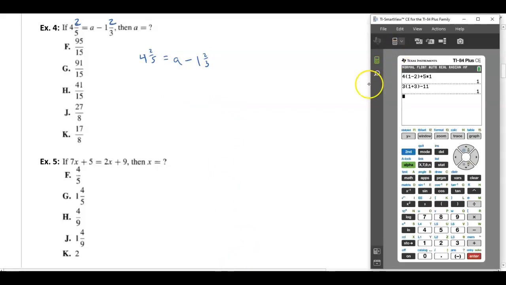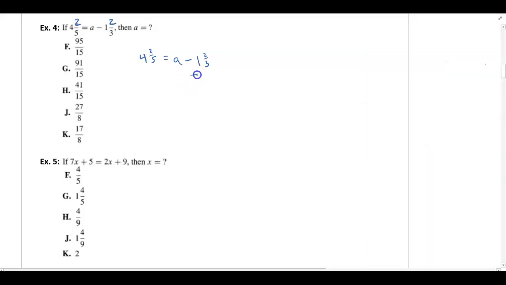Example 4, when I pull this out to the side, I get 4 2/5 equals a minus 1 2/3. Now my goal is to solve for a, and the fractions are going to probably mess you up, right? But work smarter, not harder. In order to get a by itself, what would I have to do to get rid of this 1 2/3? I know it's linked by subtraction, so I'm going to have to add it. Add 1 2/3, add 1 2/3.